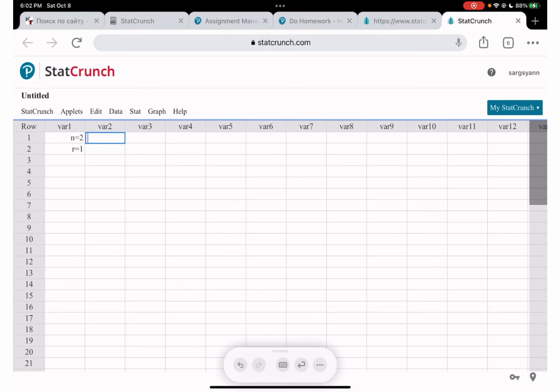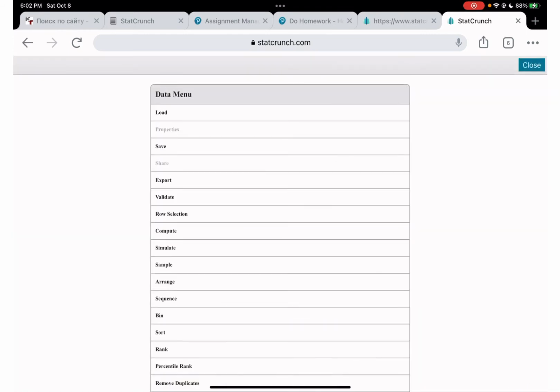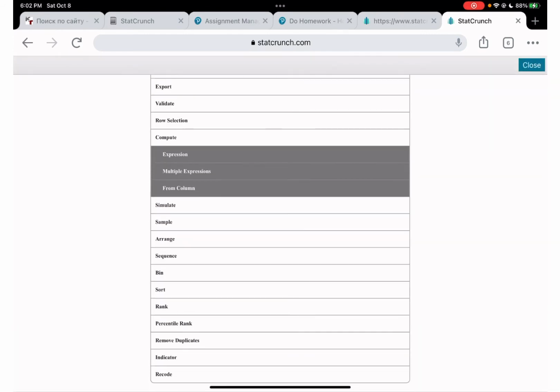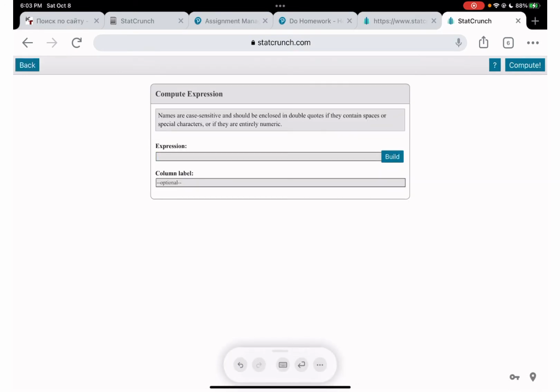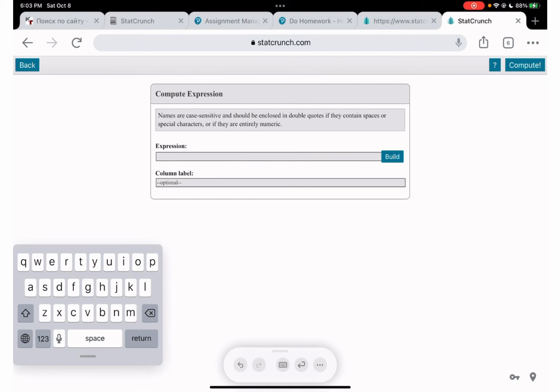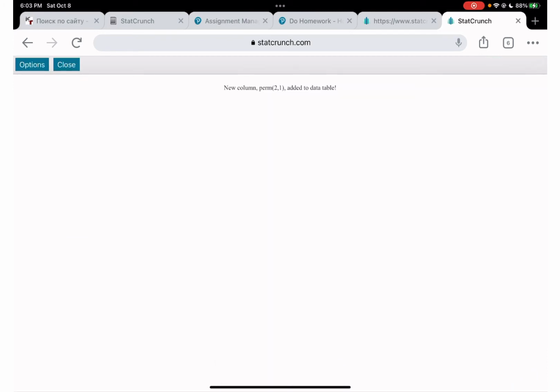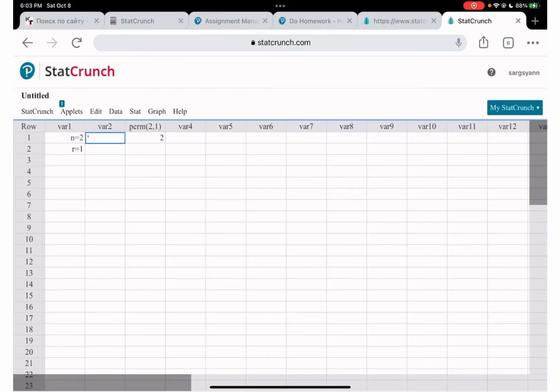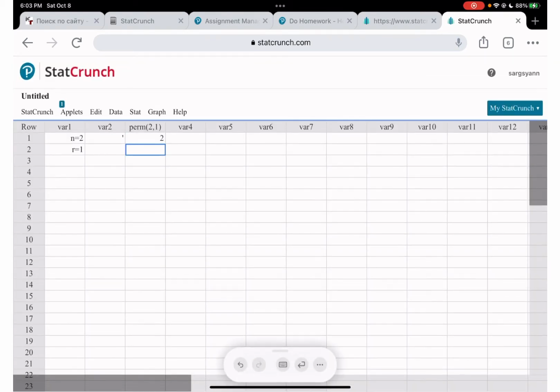So now I'm activating the cell where my result is going to go. I'm clicking data, choosing compute, expression, and plugging in the function permutation, which is PERM, and in parentheses I put the total amount first, which is 2, and then the selected amount, which is 1. Closing and compute. Okay, a new column was added. Let's close and see. There we go. Here is 2. See that? You have 2 under permutation of 2 and 1. And the same way, I'm going to show you a combination.